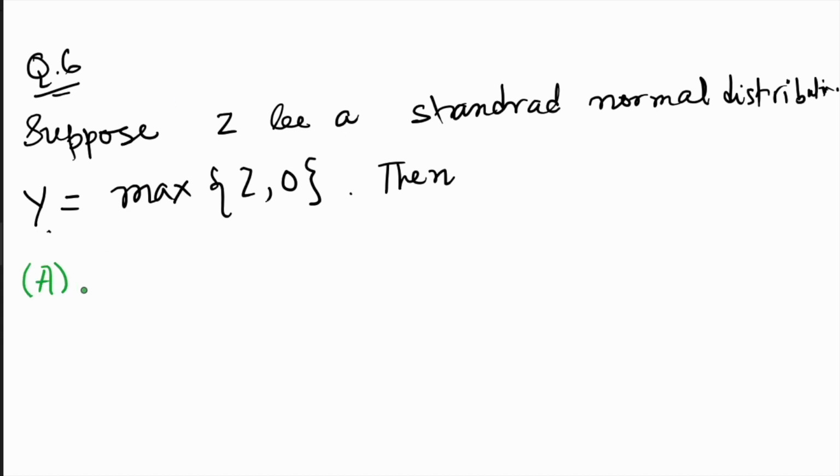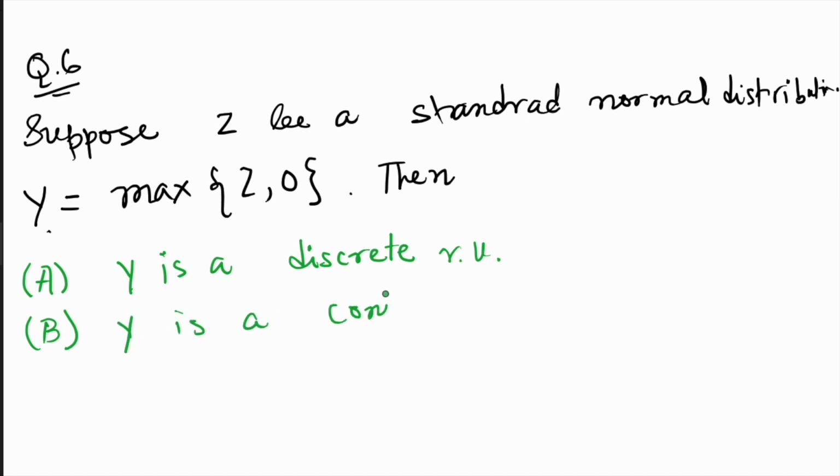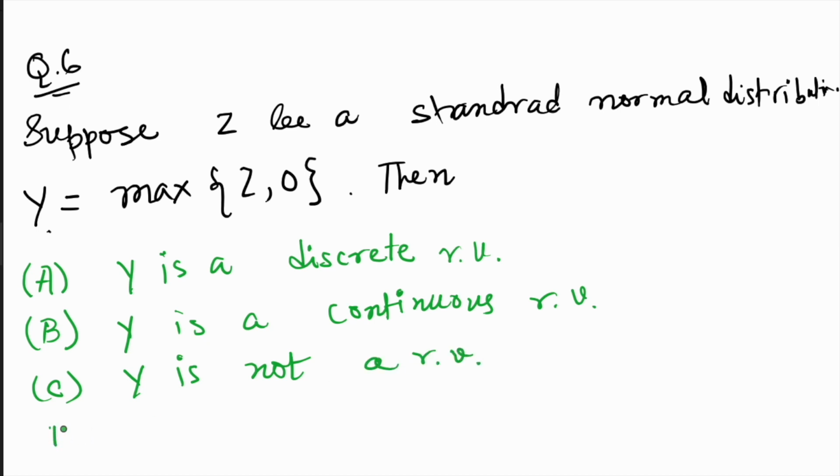A, Y is a discrete random variable, or B, Y is a continuous random variable, C, Y is not a random variable, and D, Y is a mixed random variable. Let's see.